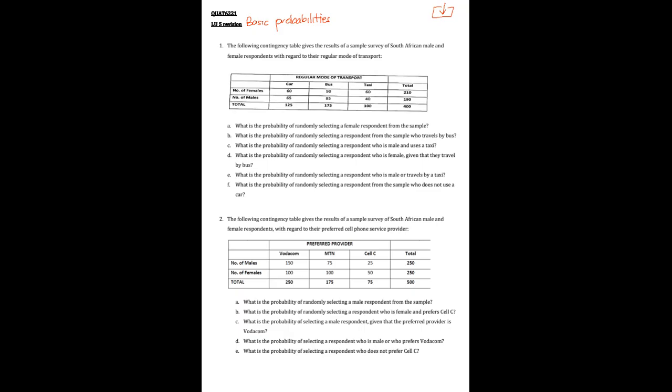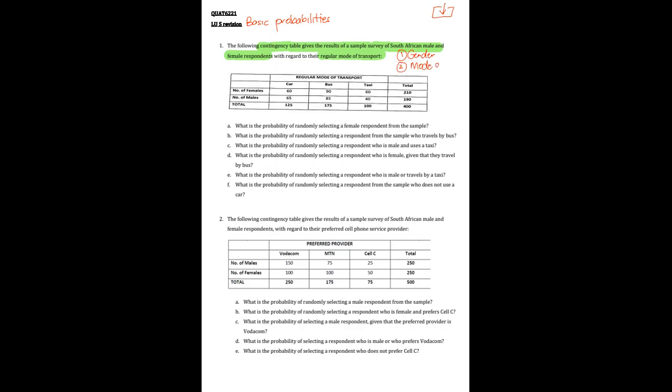Okay, so this is called a two-way contingency table, and it says to you that the following contingency table gives the results of a sample survey of South African male and female respondents with regard to their regular mode of transport. Now, what I'd like to point out here is that firstly, there are 2 variables that you can identify from this table. The first is the gender of a person, so either male or female, and then the second is the mode of transport.